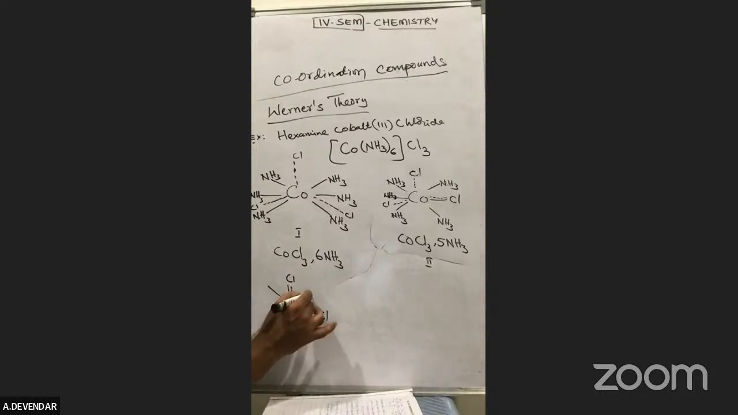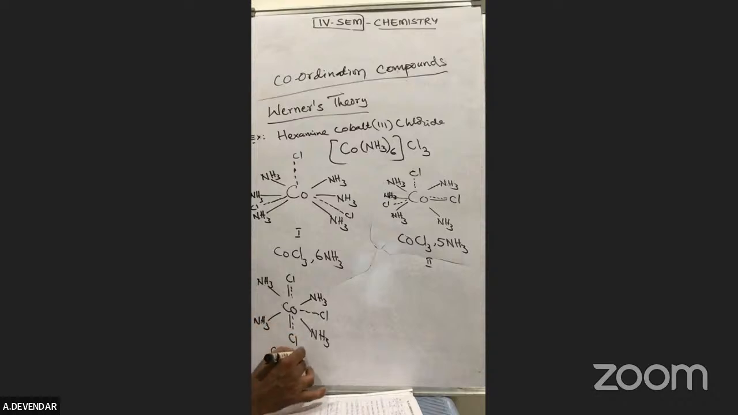Three ions are over. The remaining solid lines, the secondary valence, will be four. It is also possible, a square planar, where four ligands are attracted to the central atom. Tetrahedral structure. That means here the cobalt, chloride 3, four ammonia molecules are present. Only four are present. So one more structure is also possible. This is the third structure.